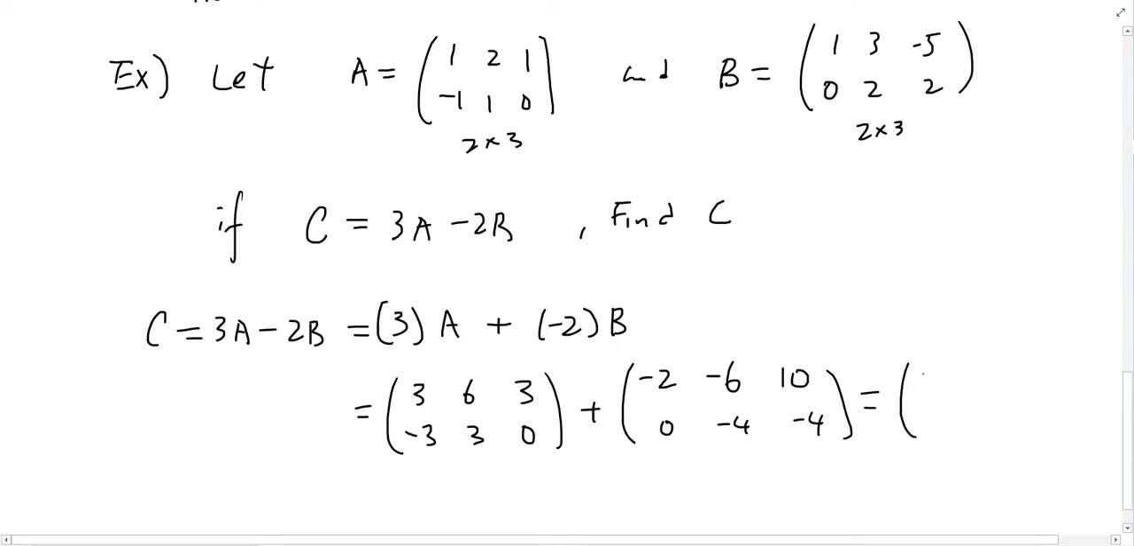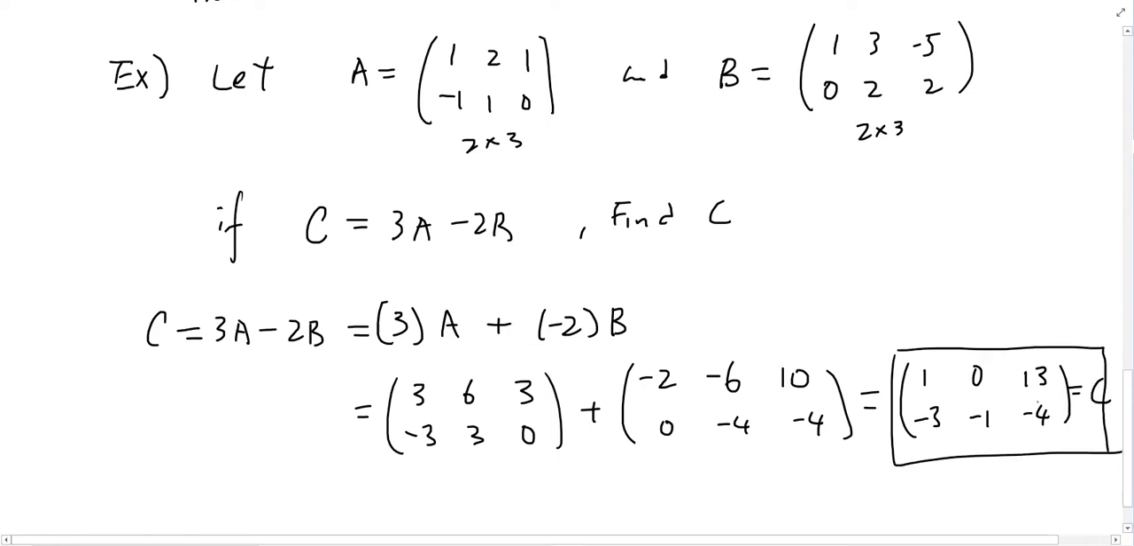And now all I have to do is simply add them together by adding corresponding numbers together. 3 plus -2 is 1. 6 plus -6 is 0. 3 plus 10 is 13. -3 plus 0 is -3. 3 plus -4 is -1. 0 plus -4 is -4. So this is what matrix C is. As we expected, matrix C is a 2 by 3 matrix, just like A and B.